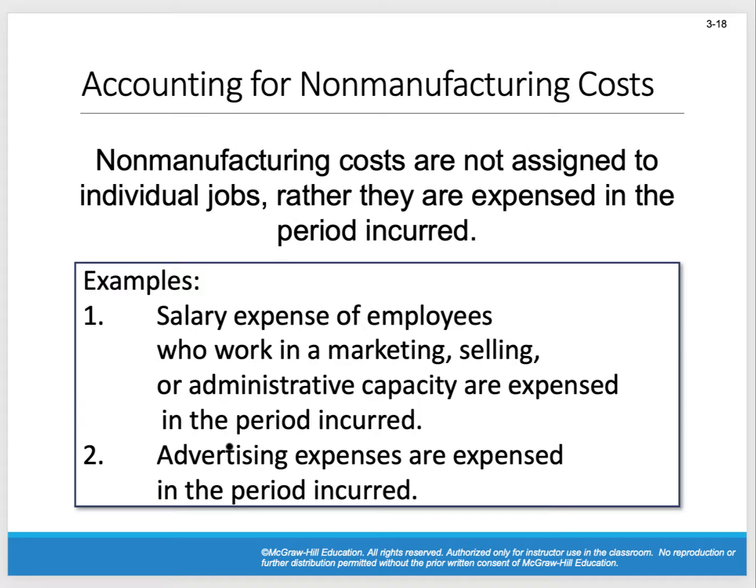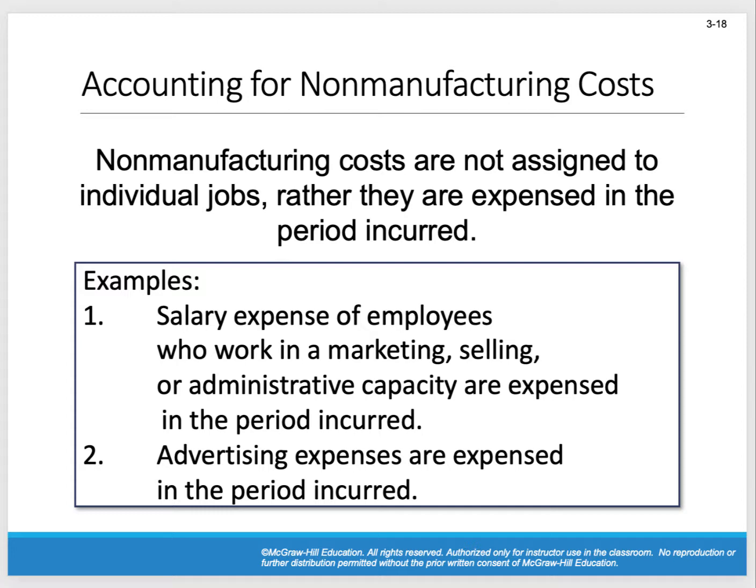Okay? Now, what do we do about non-manufacturing costs? Non-manufacturing costs, or period costs, are never assigned to an individual job. Okay? They're period costs, which means we expense them in the period in which they occur. That means they flow straight to the income statement.